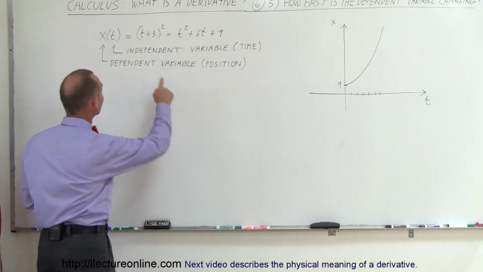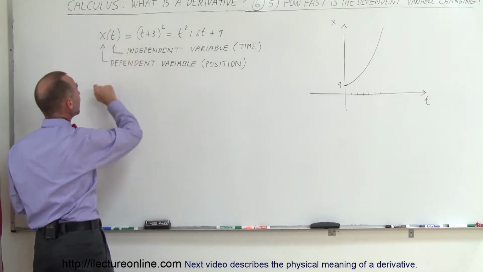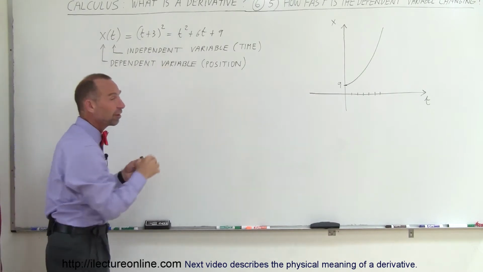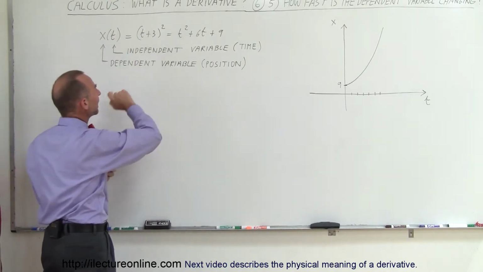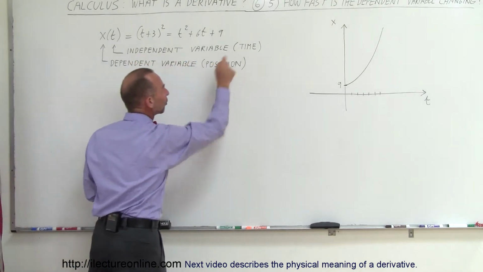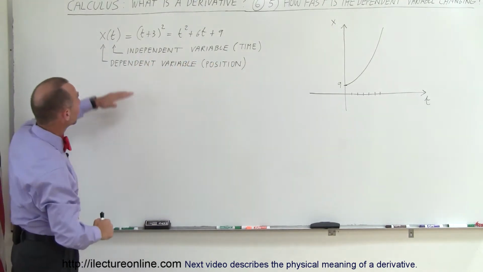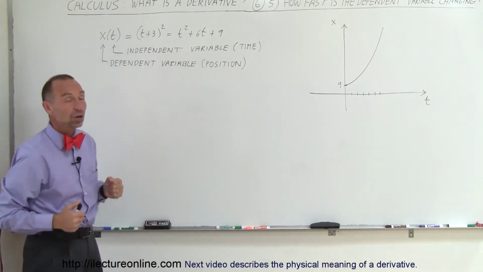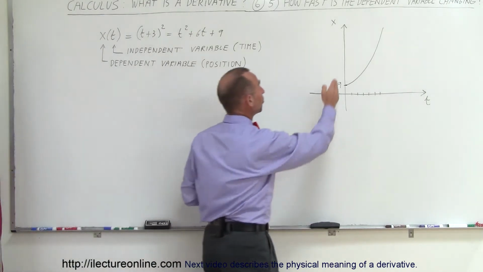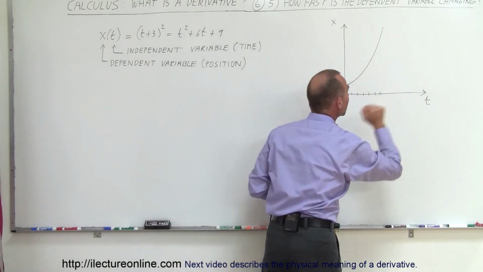For example, here the function is x as a function of t. X is what we call the dependent variable. It depends on the independent variable t. The independent variable in this case is going to represent time. The dependent variable in this case is going to represent the position, and there we have the equation that relates position x to time t.